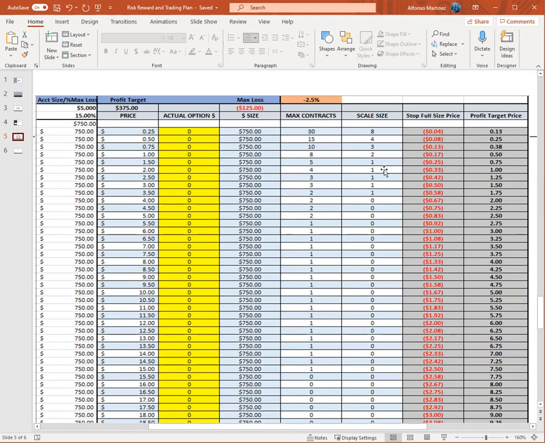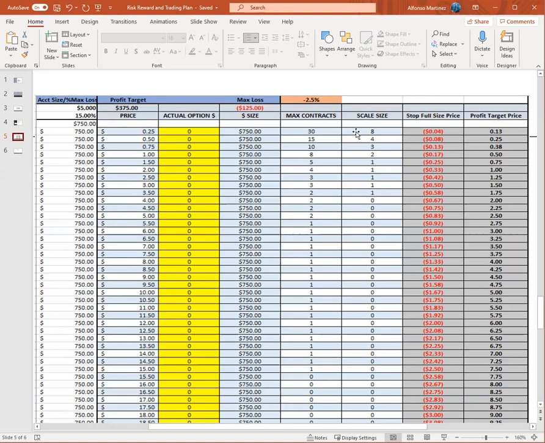And this table is just very simple. It's telling, for example, if we have a contract that is 25 cents, the maximum contracts that we are able to buy are 30. We're going to scale it in eighths, so 1/4. So our starter is going to be 8, and we're going to be adding 8 contracts if we go half, 3/4, or full size, right?